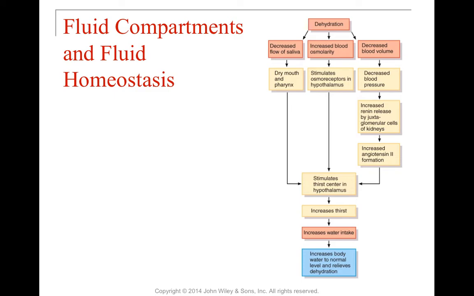And all three of these things, the dehydration including the decreased flow of saliva, the increase in blood osmolarity, creating the osmoreceptor stimulation in the hypothalamus, the decreased blood volume, ultimately ending in the increased angiotensin II formation, all of these are going to stimulate the thirst center in the hypothalamus, which, as you might guess, results in increased thirst. And if you are freely able to consume water, this generally results in an increased water intake, which then relieves the situation, increases your body water to normal levels, and is going to relieve your dehydration.